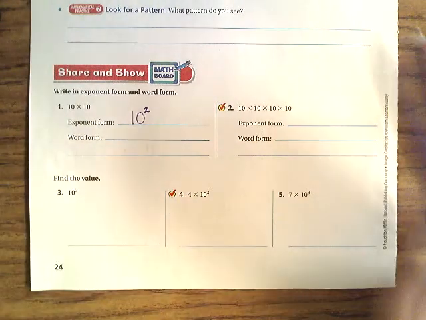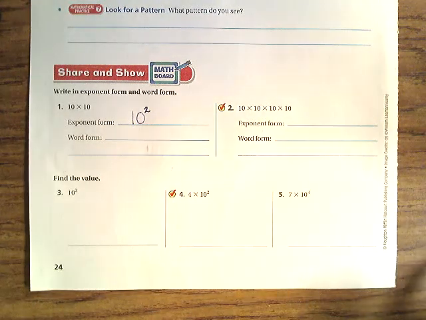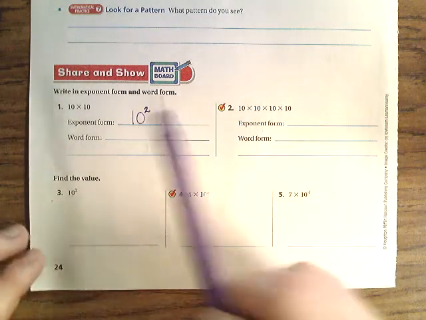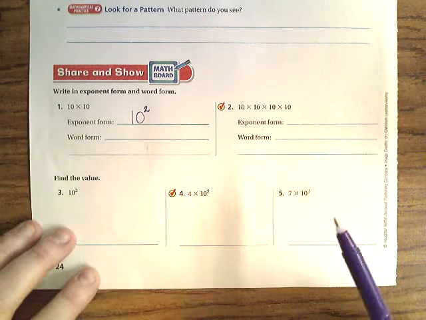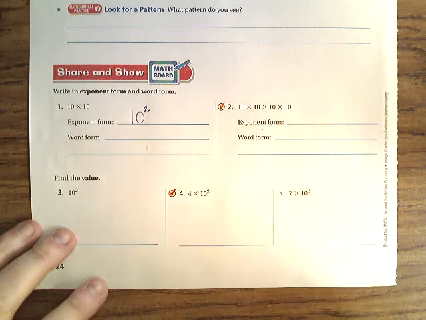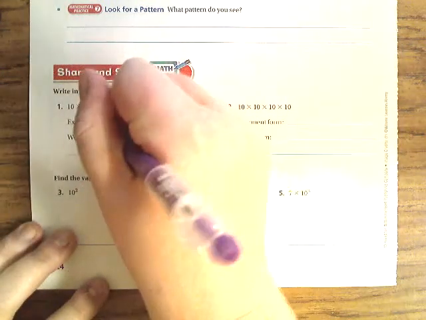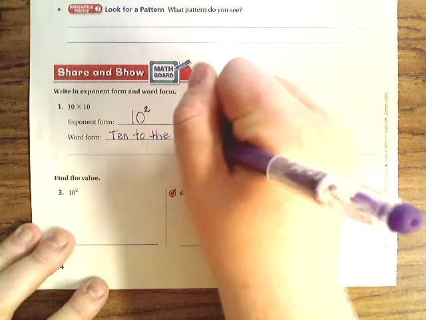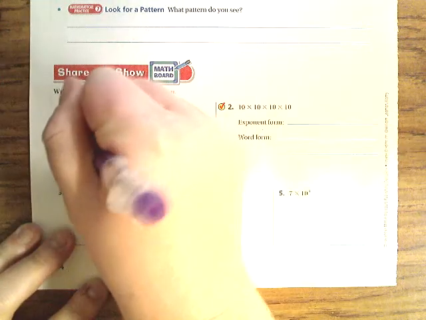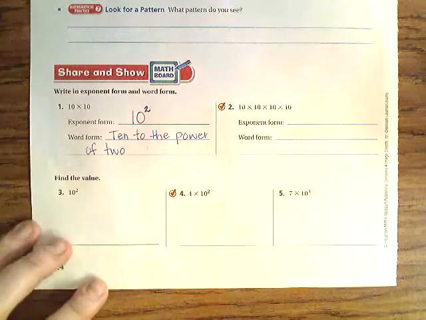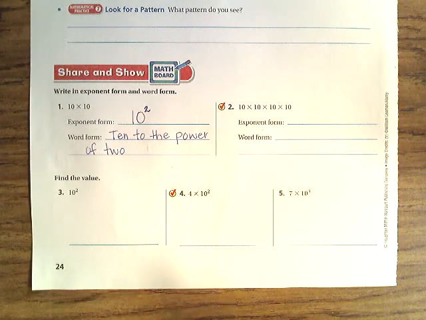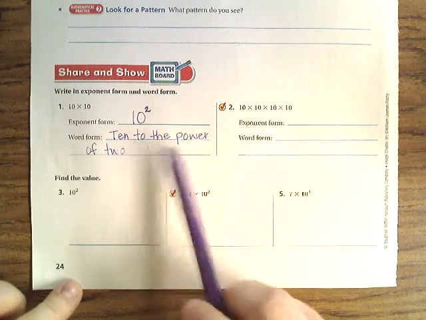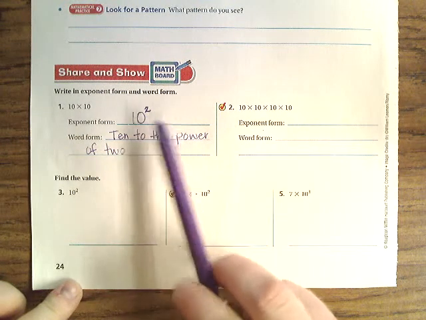And that makes our life easy down here for word form, because all we're going to do is write it out exactly how we would say that number if we were to say it out loud. So I actually already said it for you. I said this is 10 to the second power, or you could say 10 to the power of 2. So let's write it like that. 10 to the power of 2, using words. We state our base first, the power of, and our little baby number is 2.